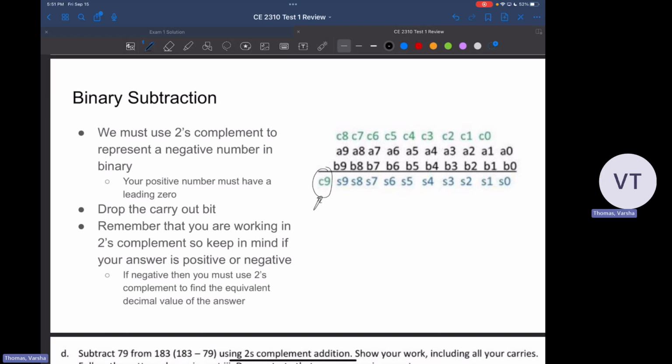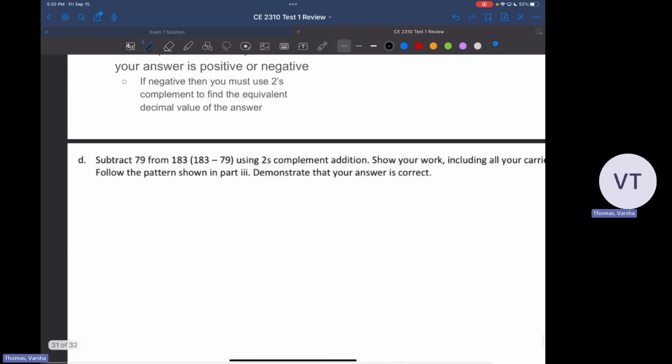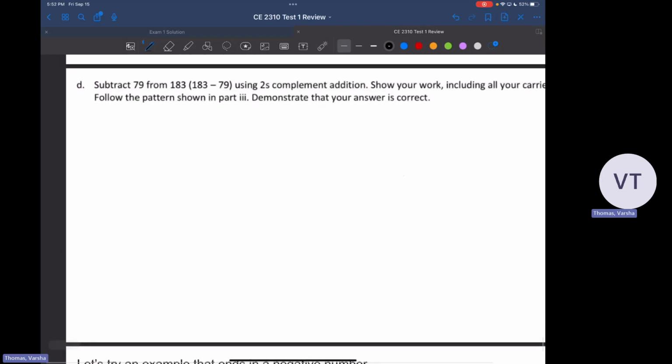So keep in mind you're working in 2's complement, so if your answer is negative, and you know it's going to be negative, which I have an example of later, you'll have to do 2's complement to the answer in order to find out the magnitude of the answer, like what the positive of the answer is. So if I was supposed to get a -3, whatever my binary number is, I will have to do 2's complement in order to get decimal value 3. And we have an example later, and I'll do that.